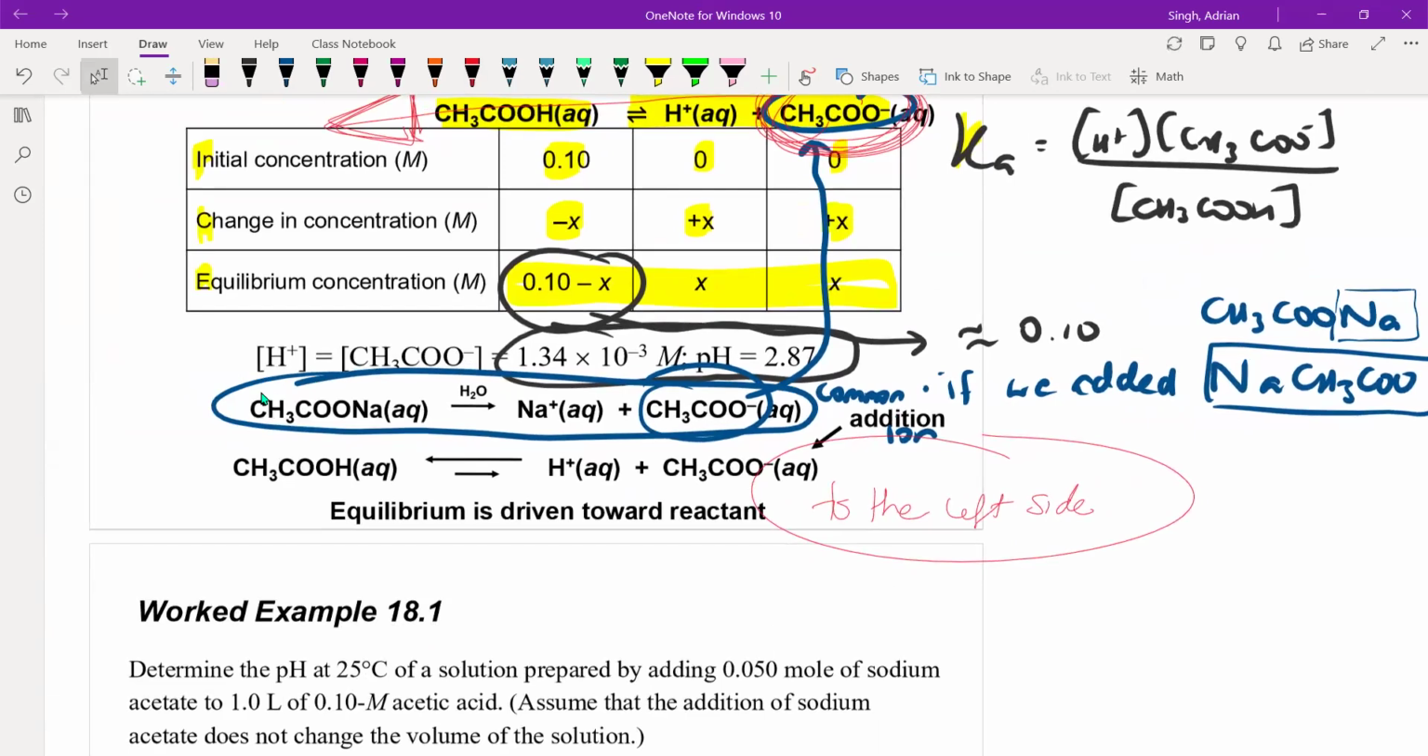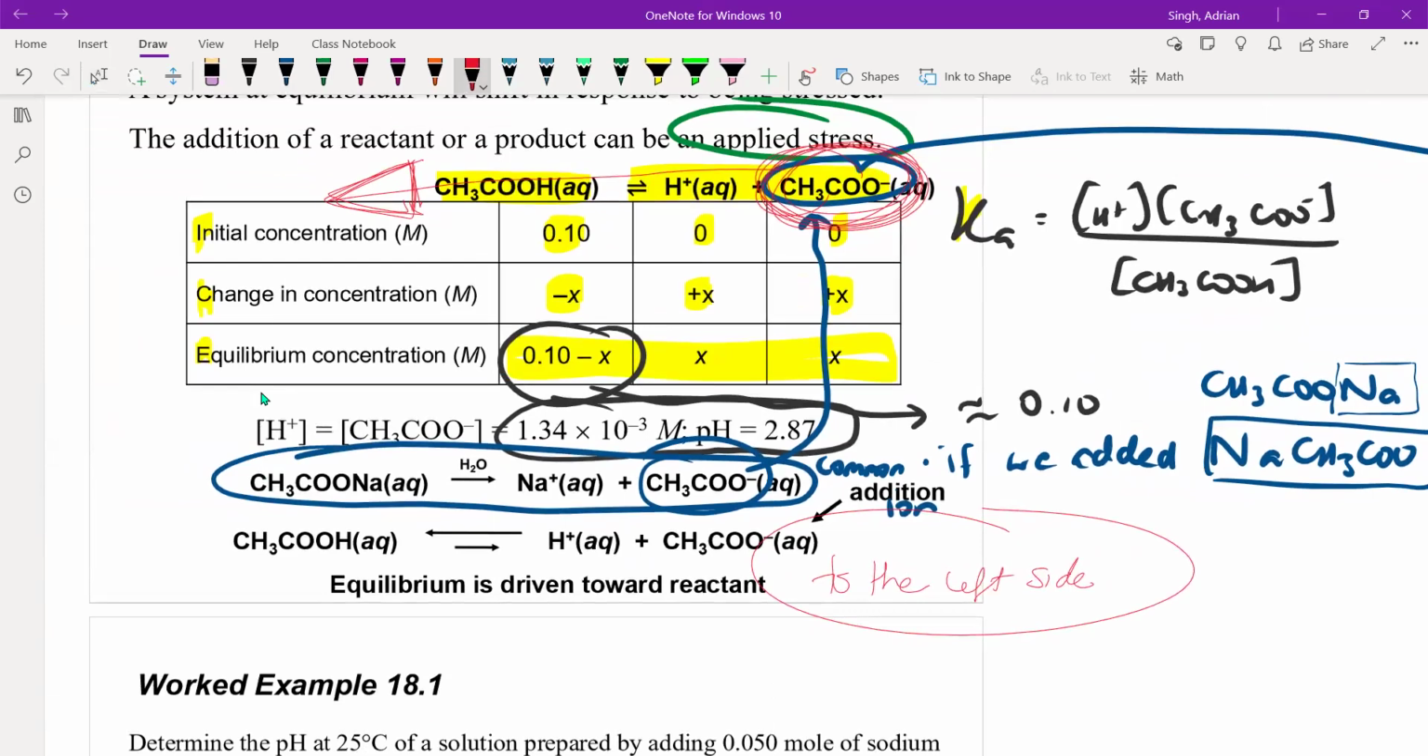So when we add some of the acetate ion to it, in order for this to shift to the left side, what this means is that the system will consume some of the acetate ion that was added. But in order for this reaction to go from right to left, we also have to use up some of the H+.